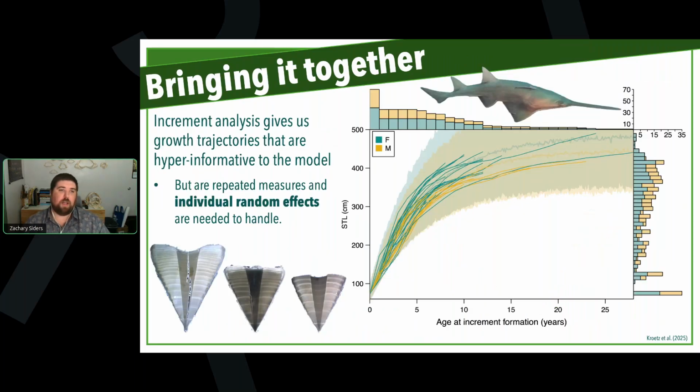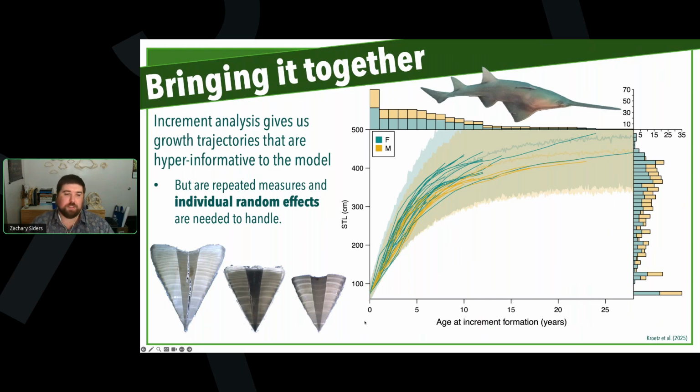The great thing about the increment analysis is that it gives us this really rich data set of growth trajectories. They're hyper informative to the model as a result. But again, we have repeated measures per individual, so we need to deal with those individual random effects. We borrow that similar approach that we were talking about for the mark recapture, and we use that here for individual random effects on L infinity and K to handle those repeated measures. In the lower left, you can see some different vertebral sections, with one of our older individuals getting really stacked up towards that edge and quite challenging.